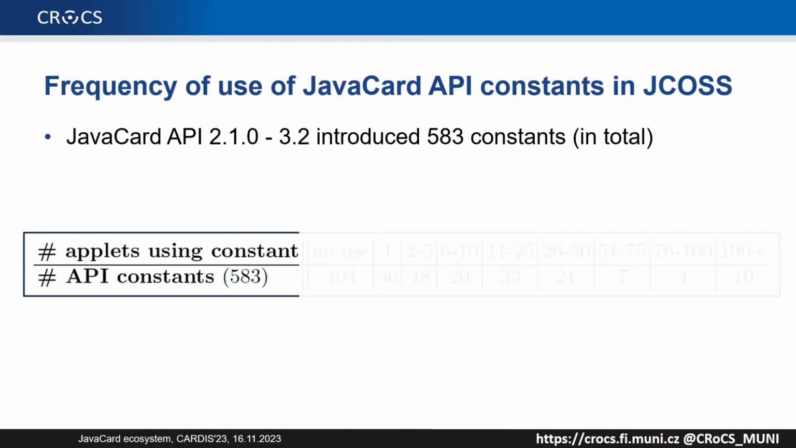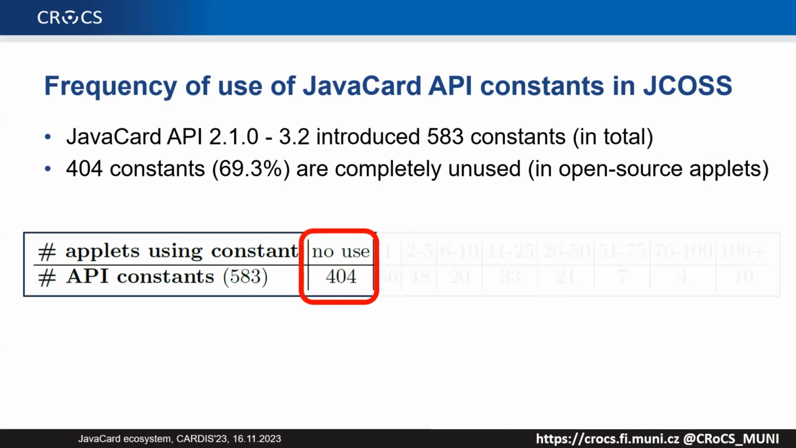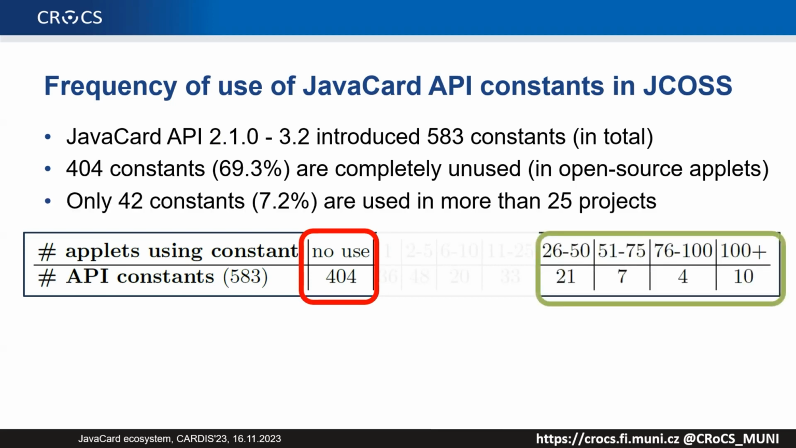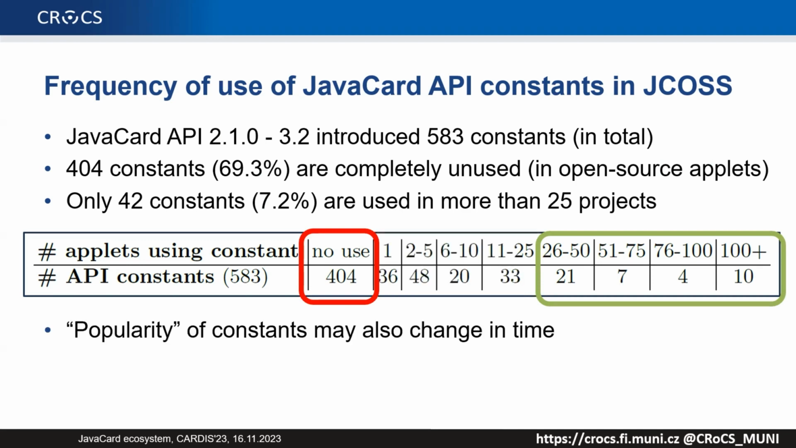Okay, another question you can answer is, we have these JavaCard specifications specifying a large number of different algorithms and key lengths. In total, it's 583 constants. So how many of them are actually used by open source applets? And you will realize that most of them are not. That 404, nice number, they are not used even a single time by open source applets. So it's almost 70% completely unused. Only 42 constants, again a nice number, are used by more than 25 projects. So a very small part of the specification is actually utilized by open source developers. And the rest is somewhere in the middle.